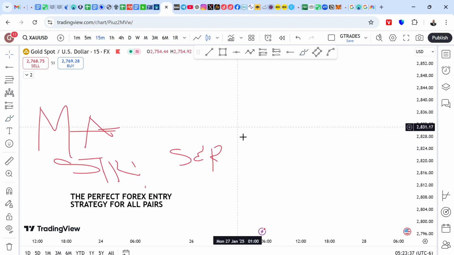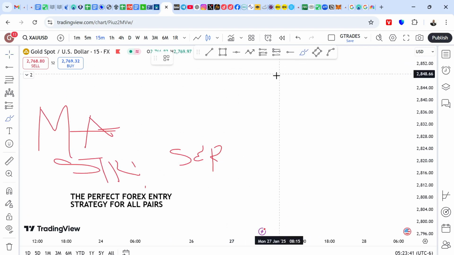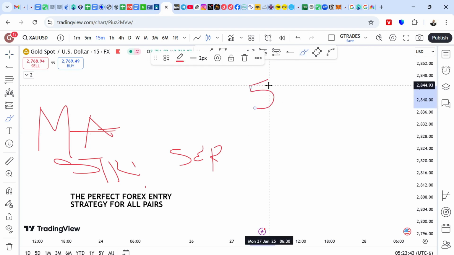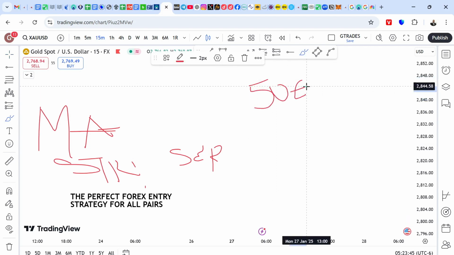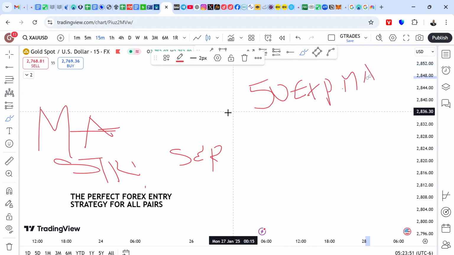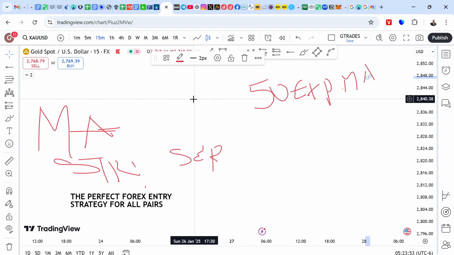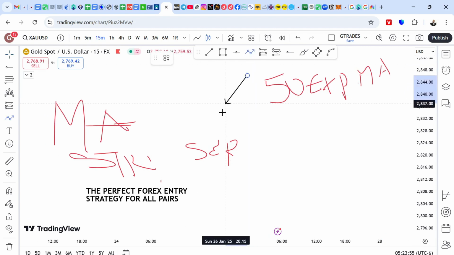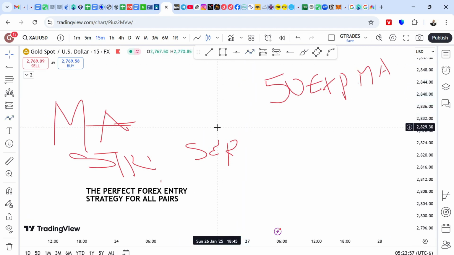Now on your moving average, if you look at my chart, I have a moving average on my chart. I'll be showing you the chart right now. You may not be seeing it now. On the moving average, you'll be using the 50 exponential moving average. That's what we'll be using for the strategy, and I'll be showing you how you can use the moving average in conjunction with the support or resistance to take a trade.